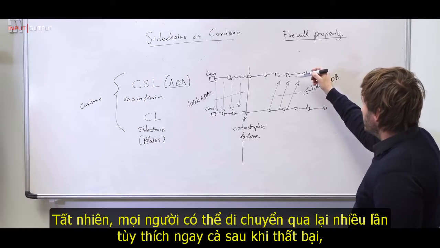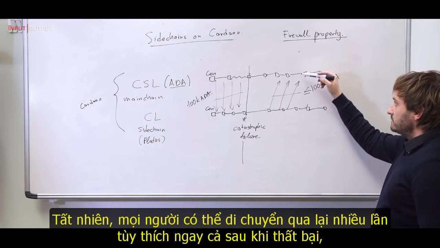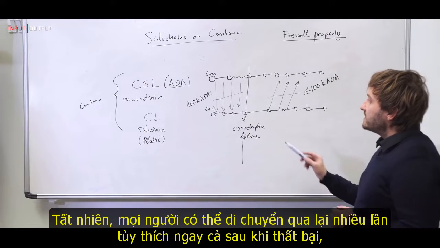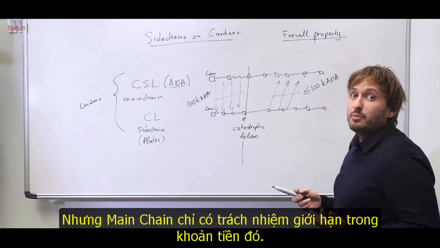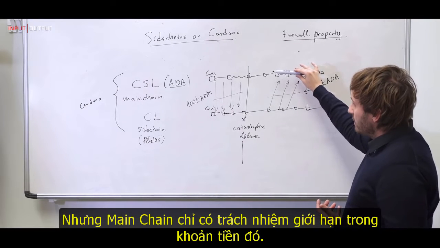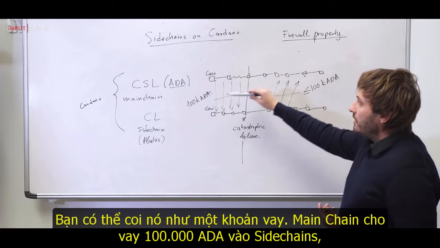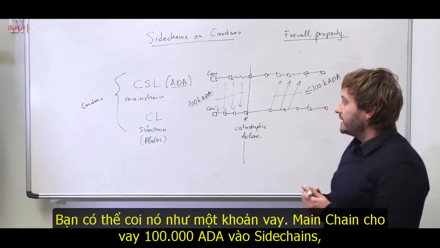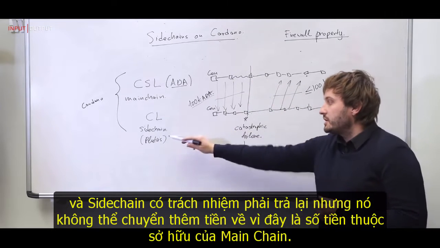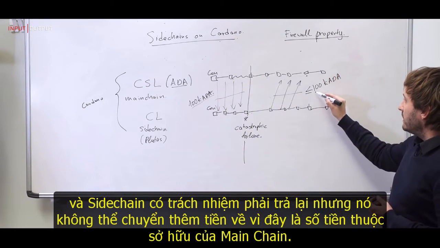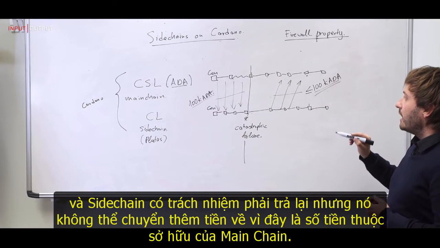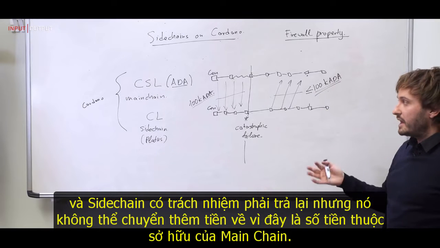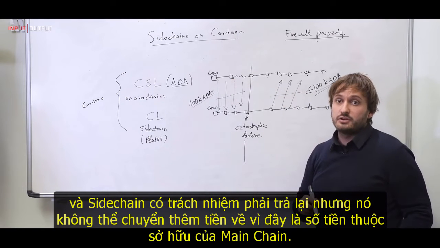Of course, people can move ADA back and then move it back and forth as many times as they like, even after the failure. But this is a kind of limited liability that the main chain has. You could think of it as a loan. The main chain gives a loan of 100,000 ADA into the sidechain, and then the sidechain's liability is to pay it back. But it cannot move more money back because this is the money that is owned by the main chain, essentially.